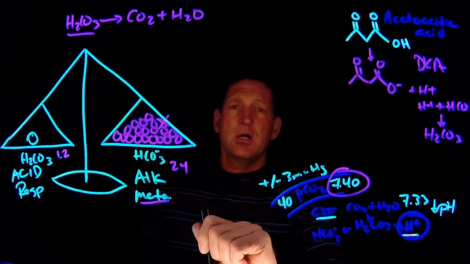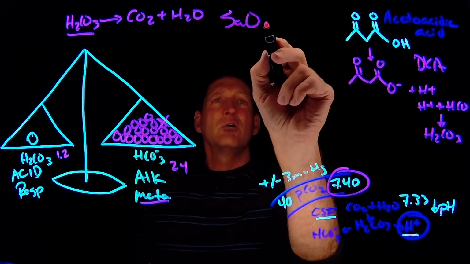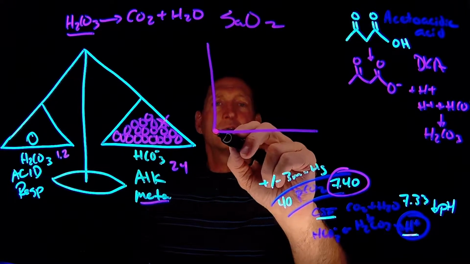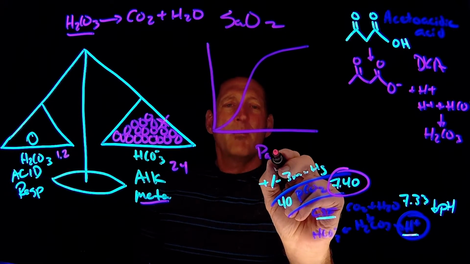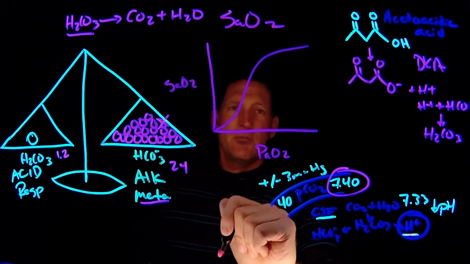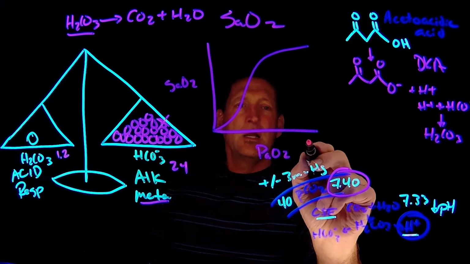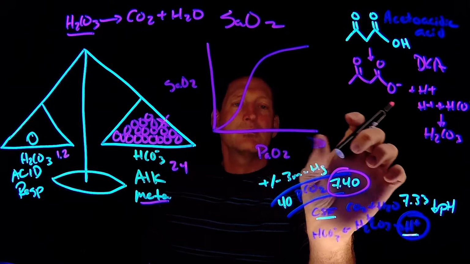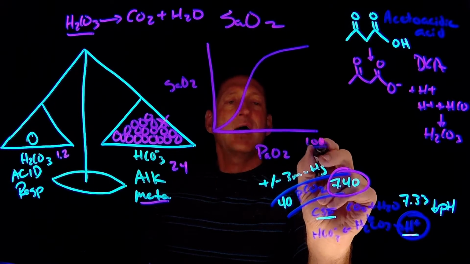Okay, so another thing we want to look at is SaO2. With SaO2, I'm going to review your oxyhemoglobin dissociation curve. SaO2 just gives you an idea of what the PaO2 is based upon the SaO2. Now, let's say your PaO2 is reading 100. Let's say that your PaO2 was at 100.